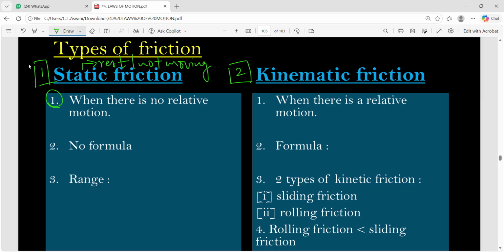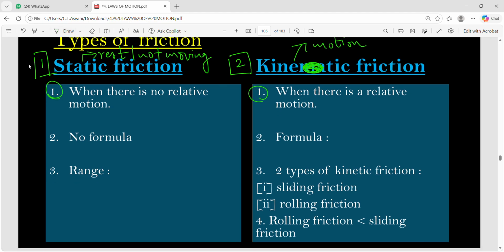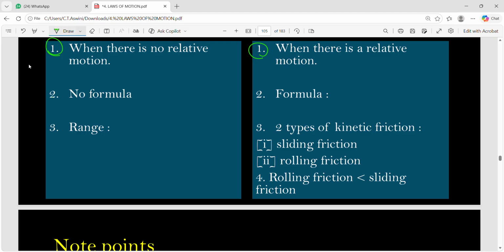So, what is the first point? There is no relative motion. Kinetic friction. In the case of kinetic friction, the body will be in motion, the body will be moving. So, there will be a relative motion. When we come to the formula, there is no specific formula for static friction. Important.